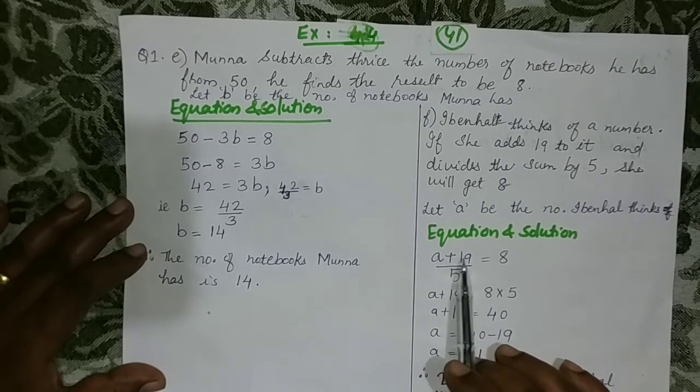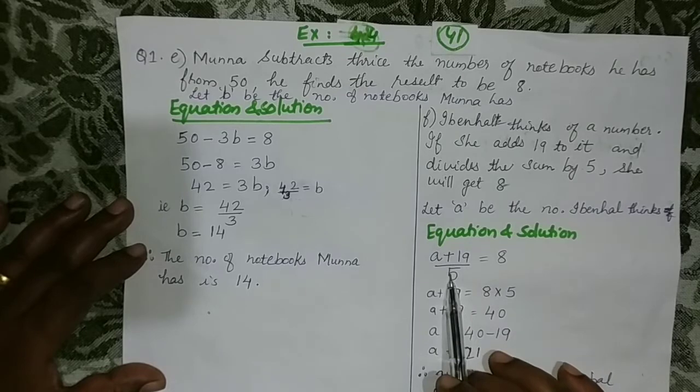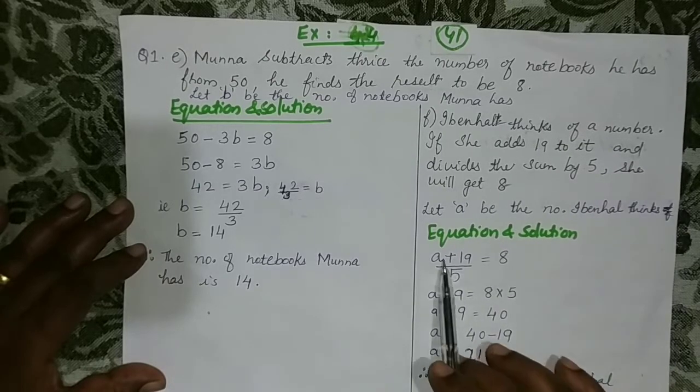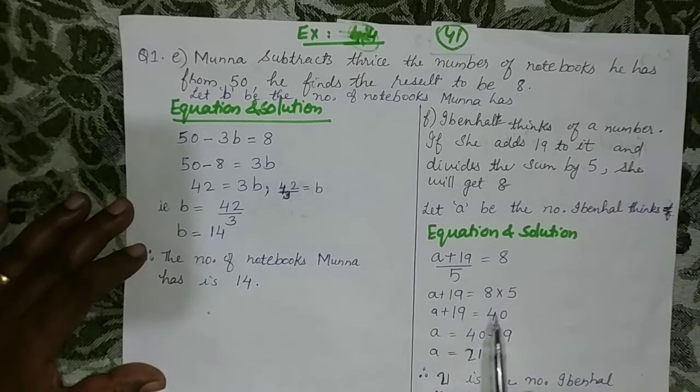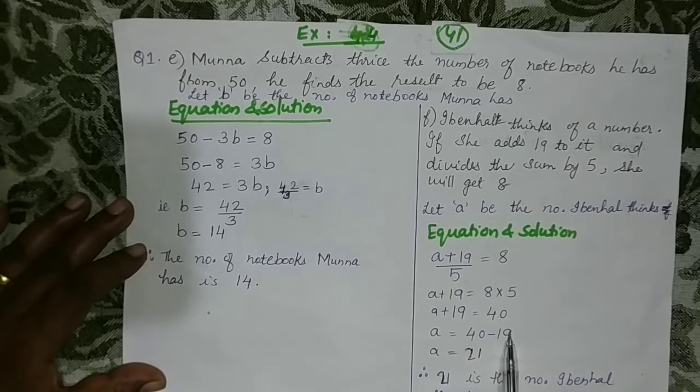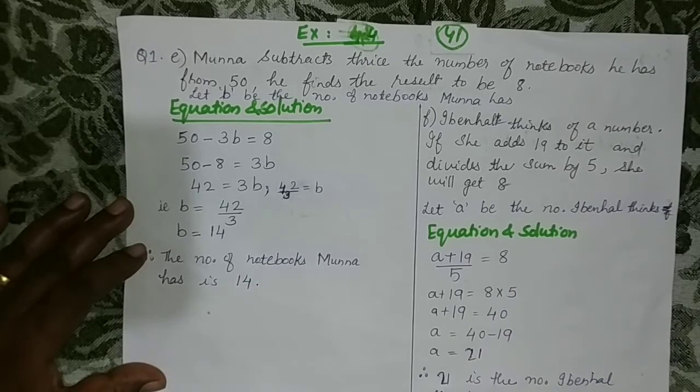Now this 5 here, we can see A plus 19 is divided by 5. That 5 I am sending from LHS to RHS. Here it is division. When it goes to RHS it will multiply. So A plus 19 is 40. Now this 19 I am sending from LHS to RHS. We need the variable alone. So A is what? 40 minus 19. Plus 19 goes from LHS to RHS. So when it reaches RHS, it is minus 19. Now A is what? 40 minus 19 is what? 21. So 21 is the number Ivanha thinks of.